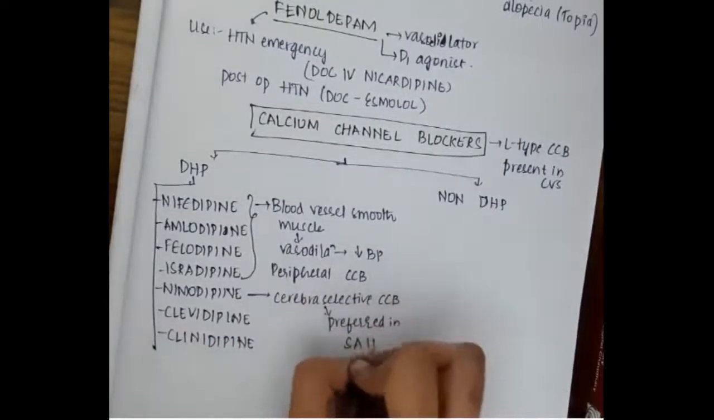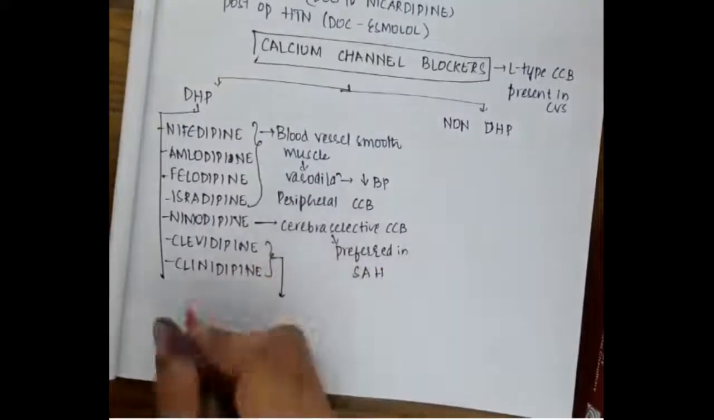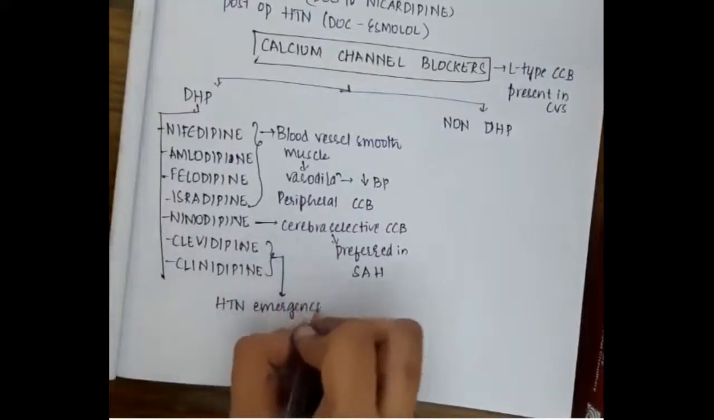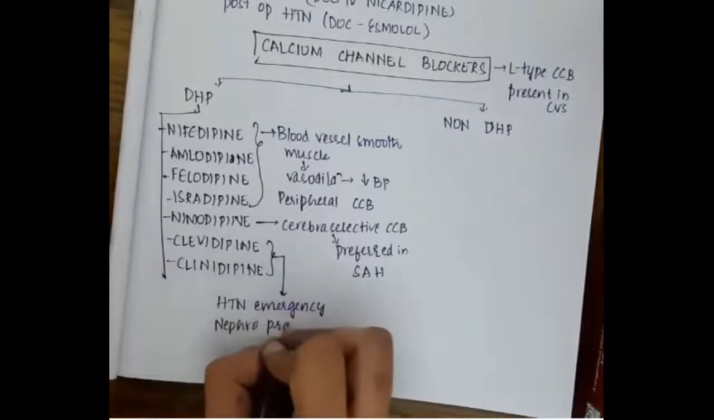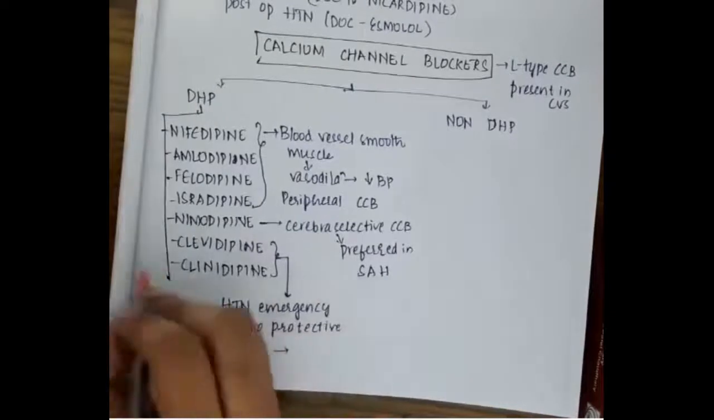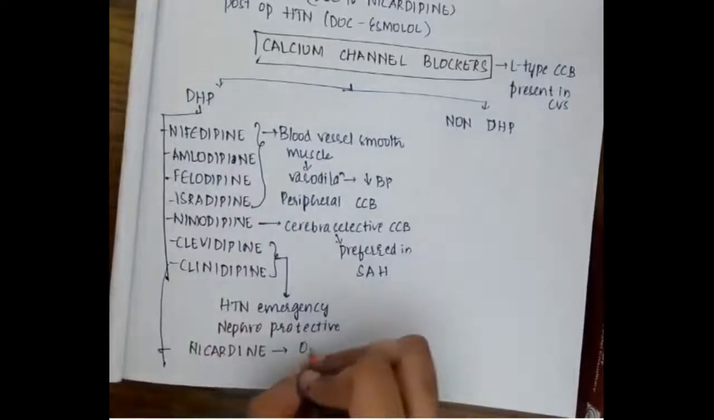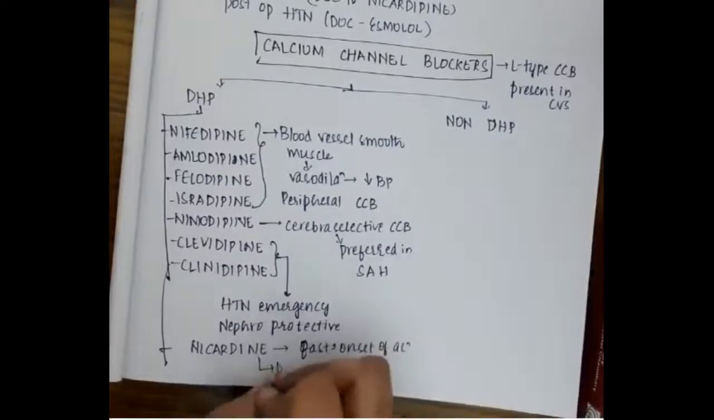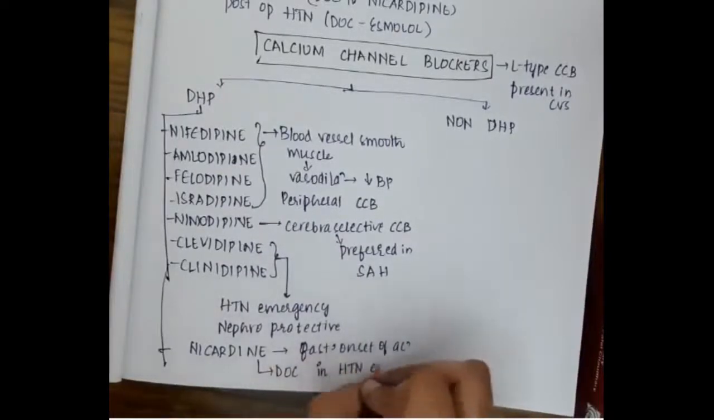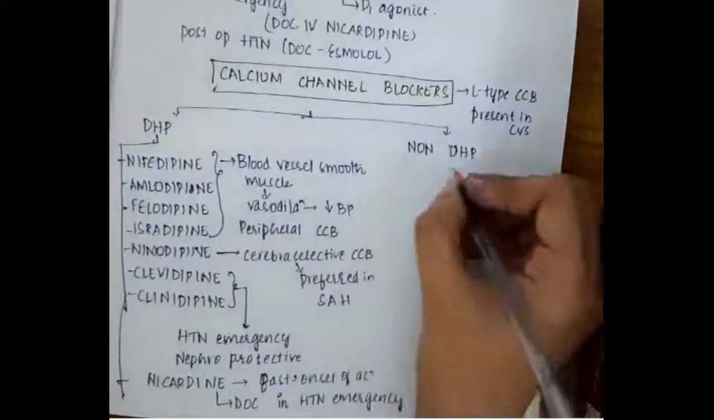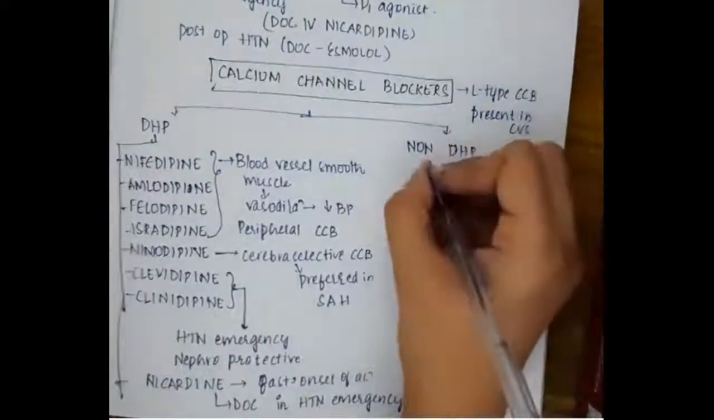Then nimodipine acts on the brain and is preferred in subarachnoid hemorrhage. Clevidipine and cilnidipine are used in hypertensive emergencies and are nephroprotective. Then nicardipine has a faster onset of action and is used as the drug of choice in hypertensive emergencies. So these are the important points about dihydropyridines.